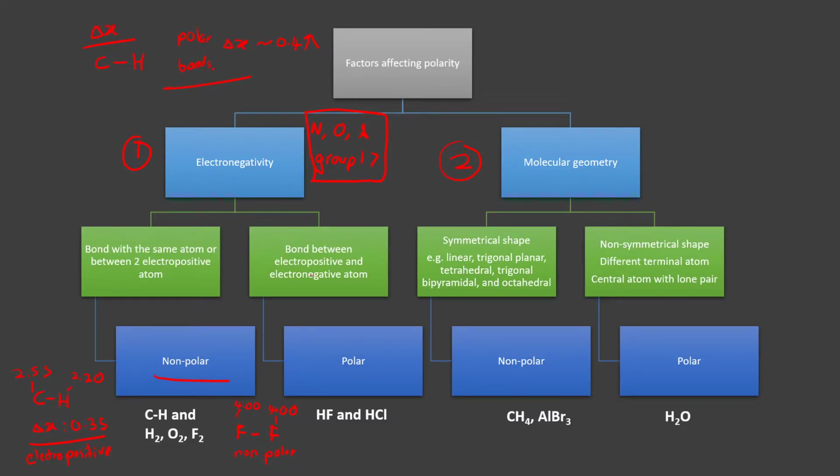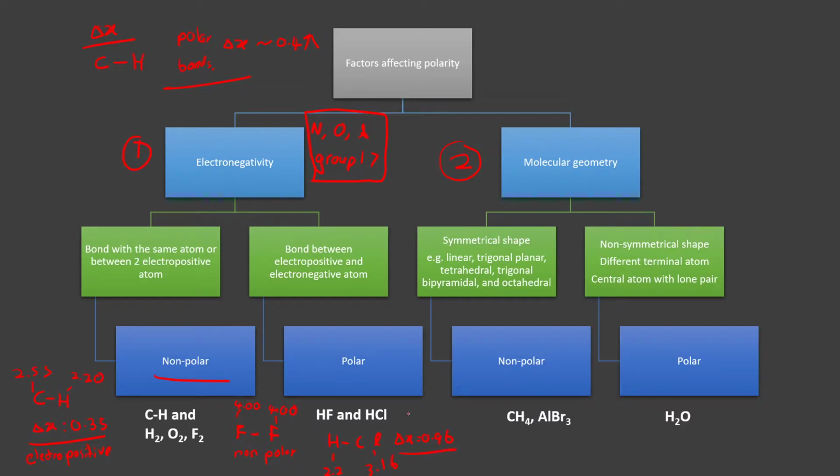Second, kalaulah electronegativity dia tinggi, ibarat, okay, more than 0.4. Contohnya HCl. Hydrogen is 2.2 while chlorine is 3.16. Okay, this one tekan calculator tak apalah. 3.16 minus 2.2, you'll get around 0.96 electronegativity difference. So electronegativity difference is around 0.96.